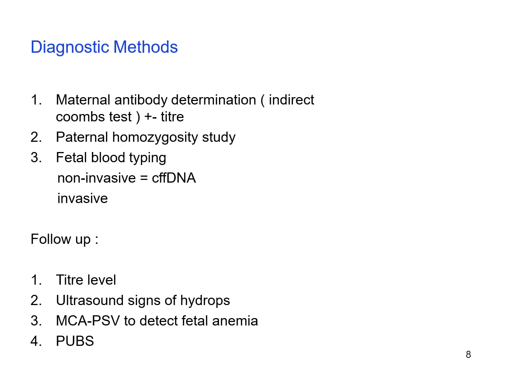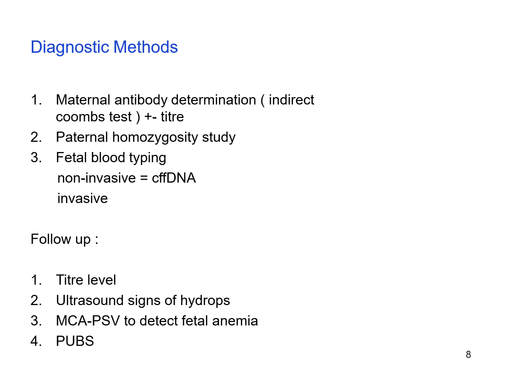Diagnostic methods: maternal antibody determination by the indirect Coombs test, and we should have a titer for the amount of antibody in the maternal circulation. The level of the titer will determine how we follow up the pregnancy.